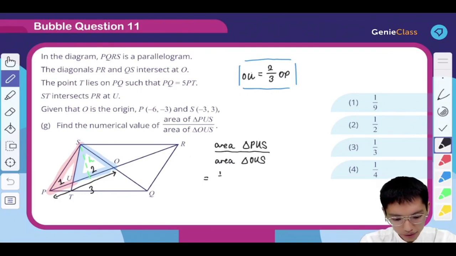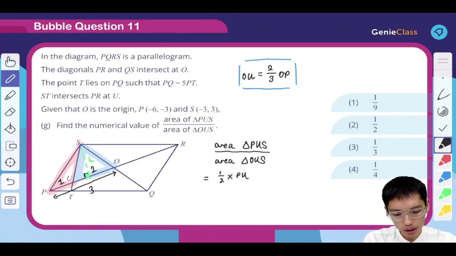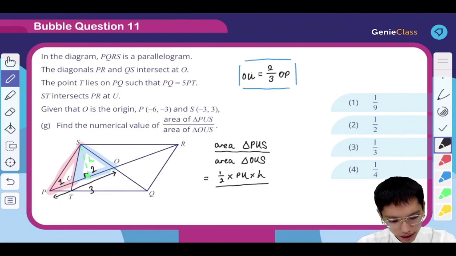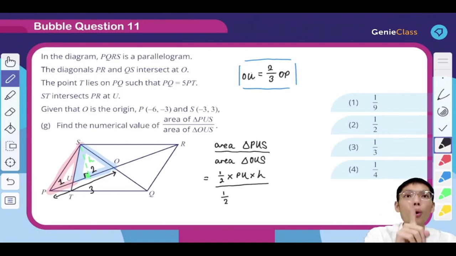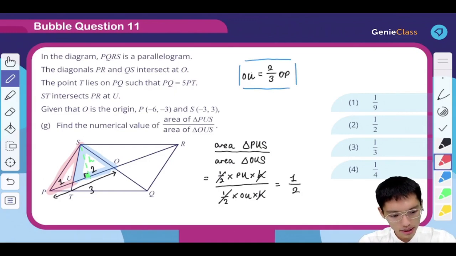You have half times PU, and take note, I'm looking for the perpendicular height. So that's why it is half times PU times my height H, over half times OU times H. Common terms cancel. What is PU? What is OU? PU is 1, OU is 2. That's why it's 1 over 2.